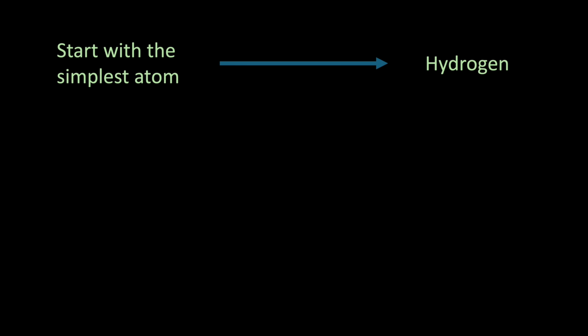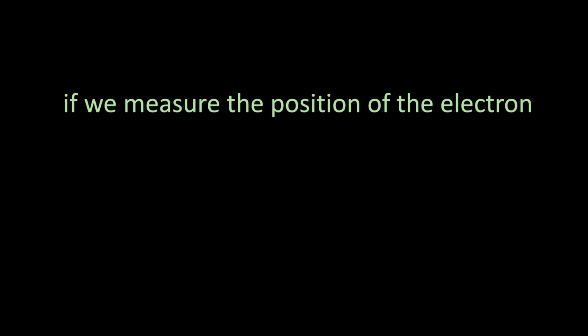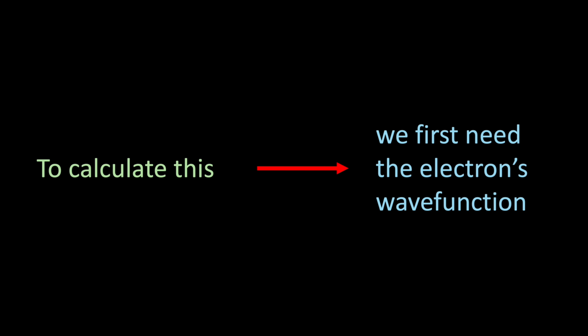For an order of magnitude estimate, it makes sense to start with the simplest atom, hydrogen, whose nucleus is just a single proton. And for simplicity, we'll take inside the nucleus to mean within a sphere of radius 1 femtometer, centered on that proton. So the real question is this: if we measure the position of the electron, what is the probability that the outcome lies inside that tiny spherical volume? And to calculate this probability, we first need the electron's wave function.